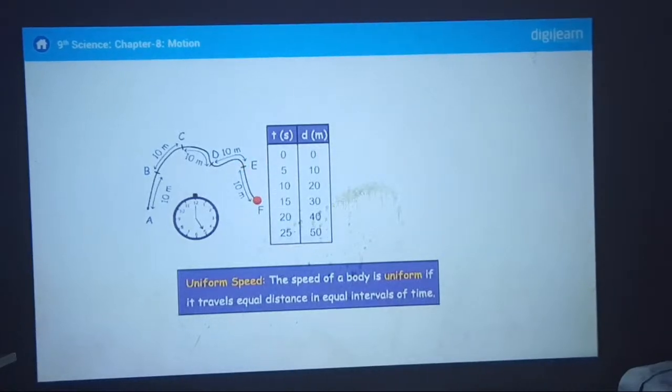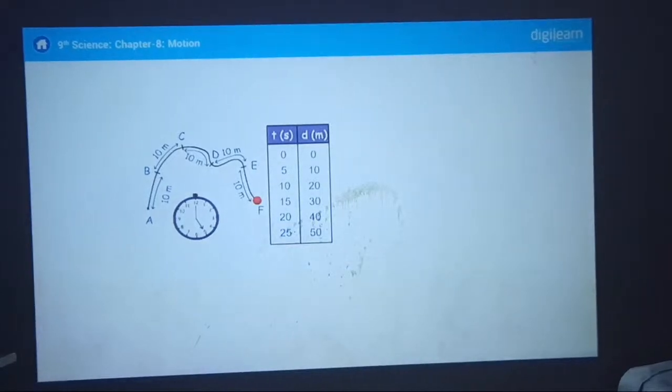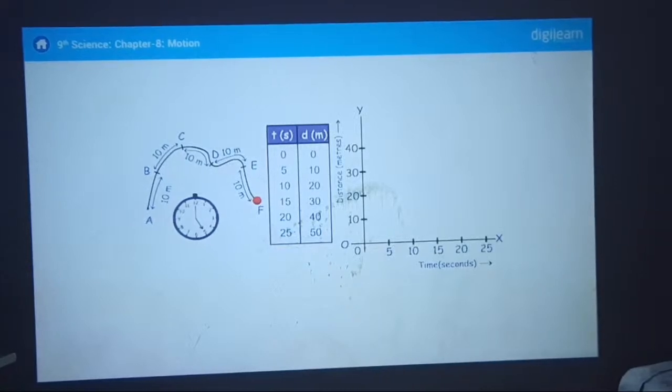Such a speed is called uniform speed. It is defined as follows: the speed of a body is uniform if it travels equal distance in equal intervals of time. Distance time graph. Motion of a body can be represented by a line graph. Observations of distance traveled at different times are plotted on an XY graph. Time is plotted along the x-axis and distance traveled along the y-axis.